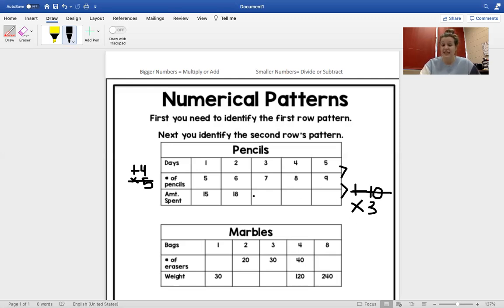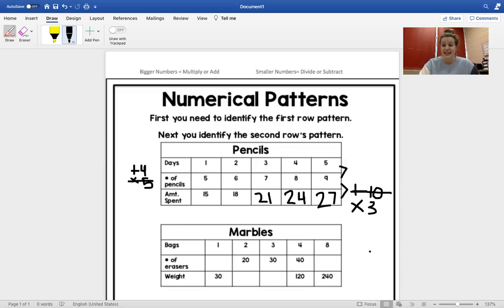We need to fill in these 3 boxes. So we have to do 7 times 3, and we get 21. So we know that the amount spent on day 3 was 21. Then we move to 8 times 3, which is 24. And then we have 9 times 3, which is 27. Great job. So we just filled out our table using patterns.